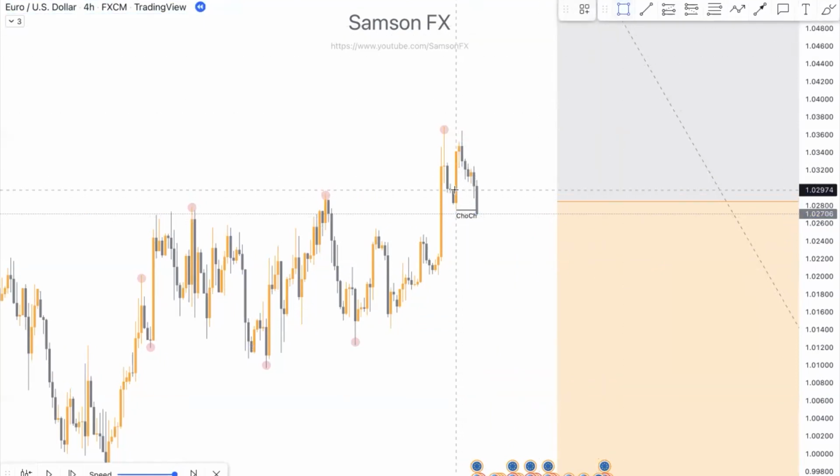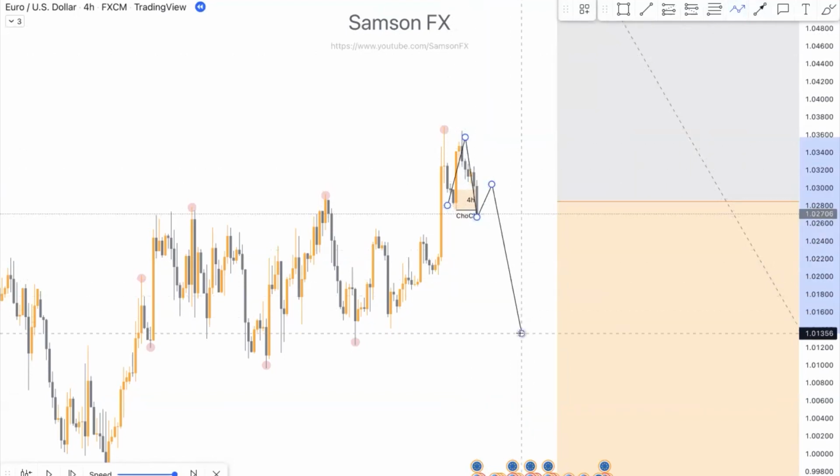Again, this was the last 4-hour demand. And once that goes, that means that we have our internal realignment, and we can start to expect price to do something like this, okay? And we expect this low to go now, okay?